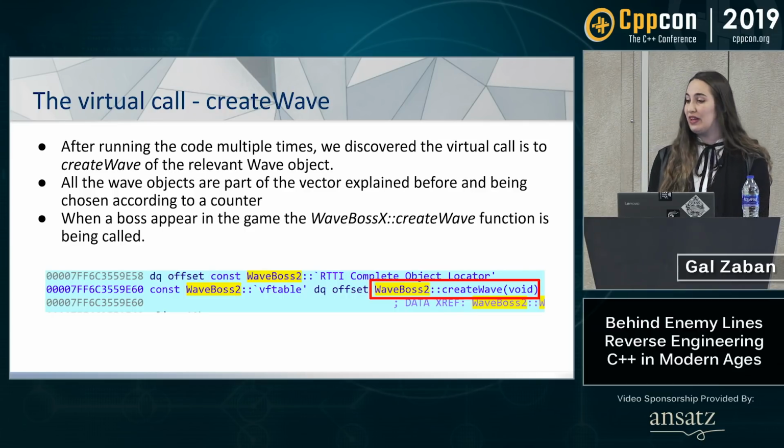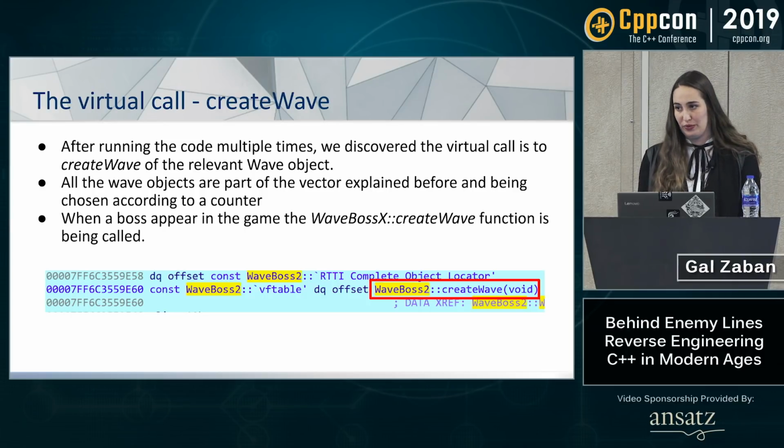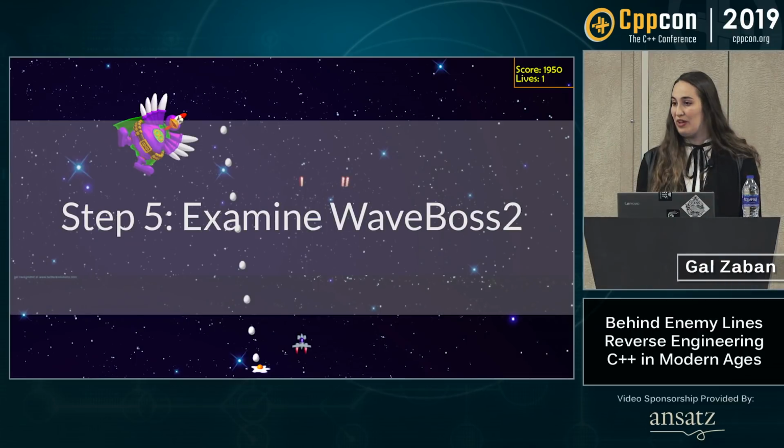After a few iterations, I arrived at the stage where I'm supposed to deal with the boss. When I needed to deal with the boss, I looked at what happened in the assembly. I again stopped at the breakpoint and saw that the object being called is wave boss. So now we have a concrete understanding that wave boss is the object that's responsible for the level with the boss. So examine wave boss 2. You can see an example of the boss.